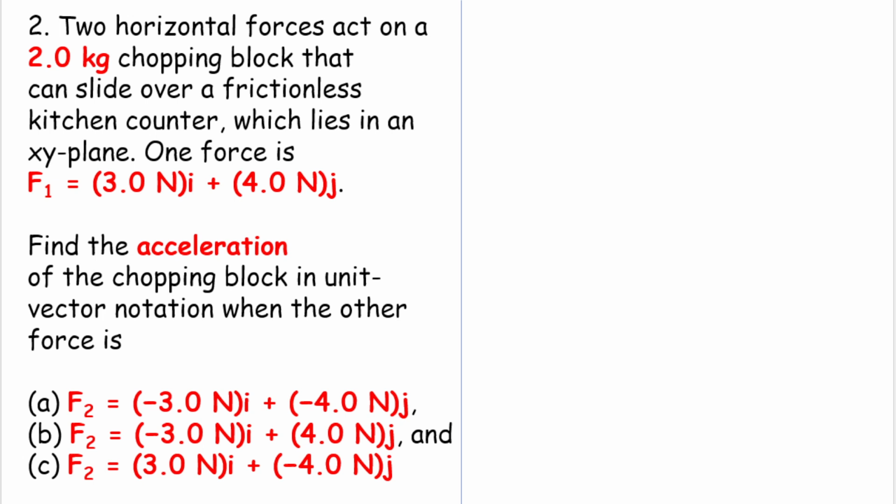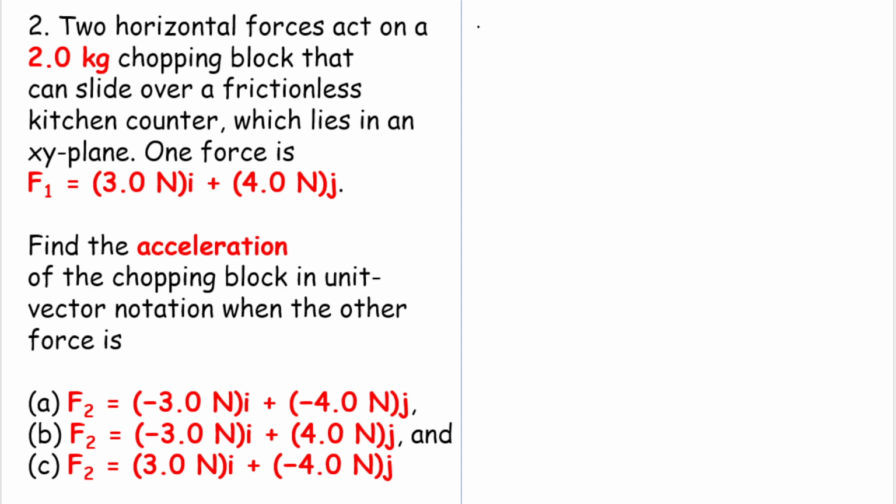Hello, in this video, I will explain how to solve this problem. Let's read the problem first. Number 2, two horizontal forces act on a 2 kilogram chopping block that can slide over a frictionless kitchen counter which lies in an XY plane. One force is F1 is equal to 3I plus 4J. Okay, maybe let's write that down.